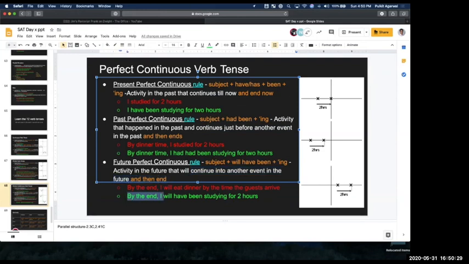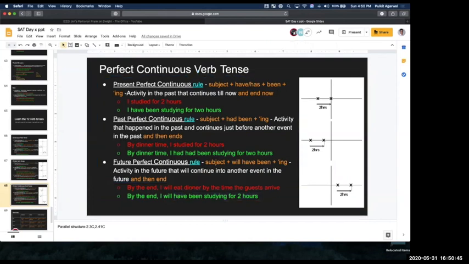So by the end, I will have been studying for 2 hours. If you notice, I will have been studying continues into the second moment in the future, but then it ends. This sentence implies that it ends. So another 10 seconds to take photos.